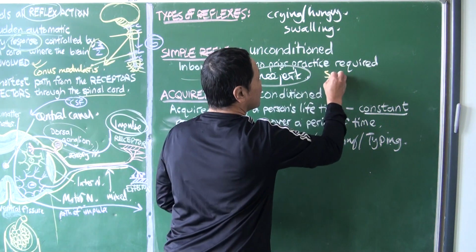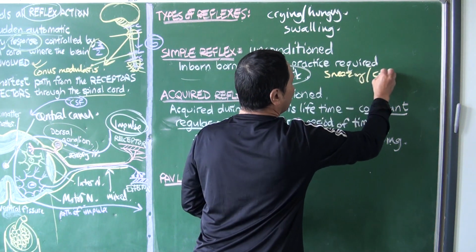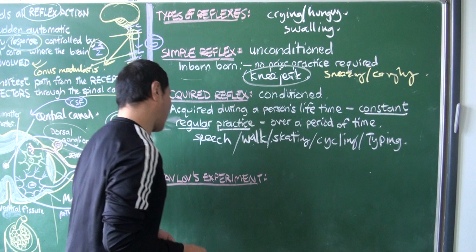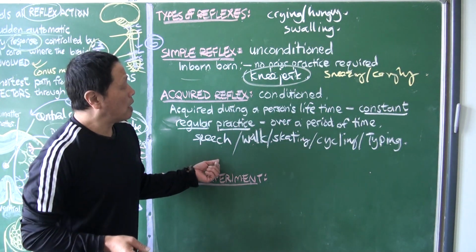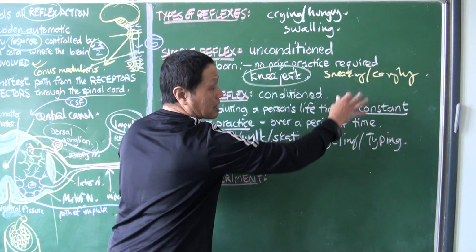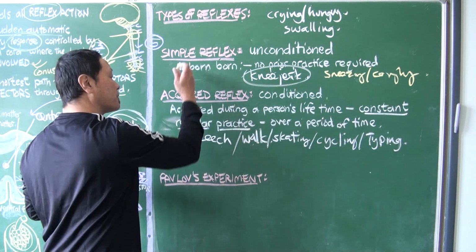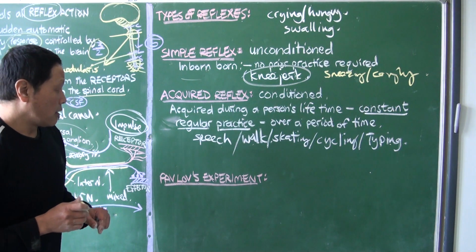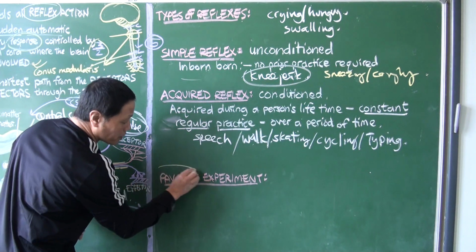simple reflex: sneezing, coughing. Okay. I'm writing all of these examples because they will give you a bunch of these examples and you'll have to sort them out into simple and acquired reflexes. Alright, then we'll just move on to Pavlov's experiment.